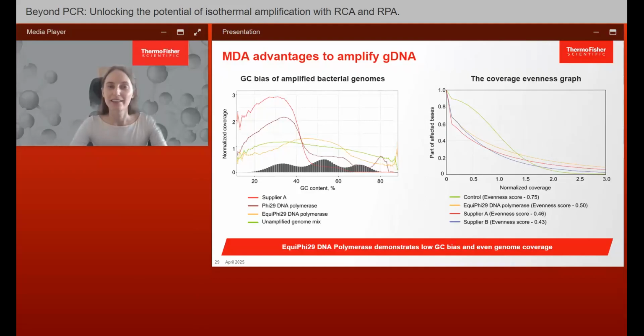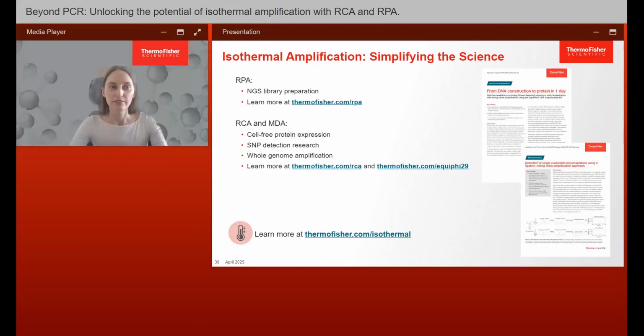So with that, I would like to conclude our seminar. And today we have explored how isothermal amplification can simplify research. We have covered a bunch of topics, including RPA for NGS library prep, RCA and MDA for cell-free protein expression, SNP genotyping, whole genome amplification, in vitro transcription.